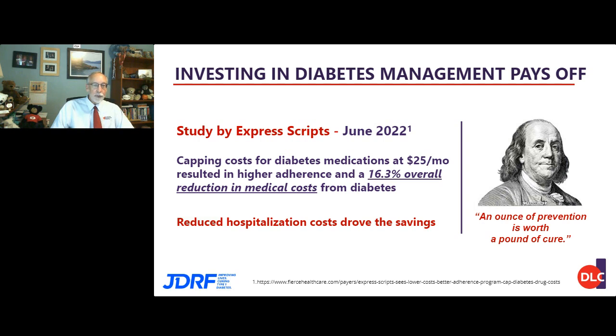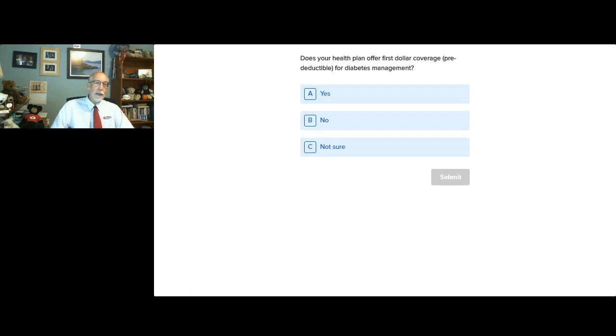I'm going to push us to a poll question here and ask, does your health plan offer first dollar coverage pre-deductible for diabetes management? So this is where chronic disease management bypasses the deductible, even in a high deductible health plan. Now, some might think you're not allowed to do that. You are, in fact, allowed to do that.